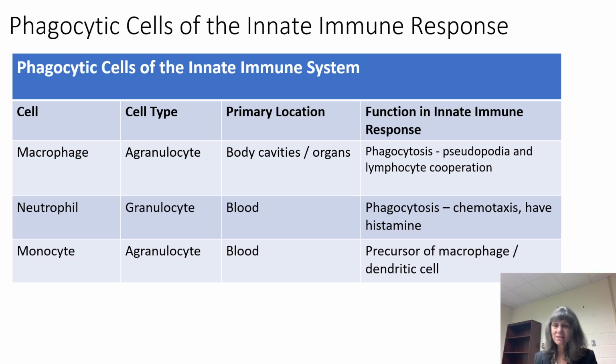Now, monocytes are another type of agranulocyte. They're found in the blood, and those are precursors to macrophages and dendritic cells, which we know are phagocytic cells.